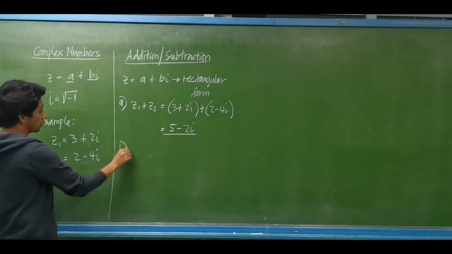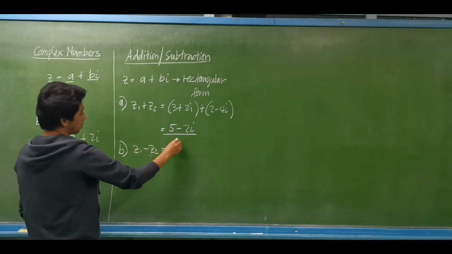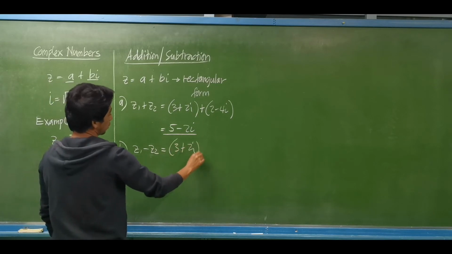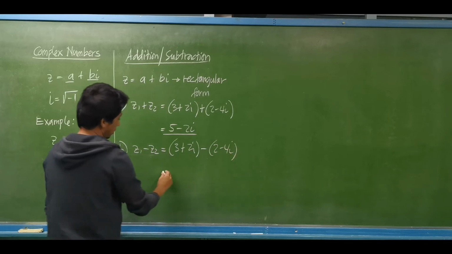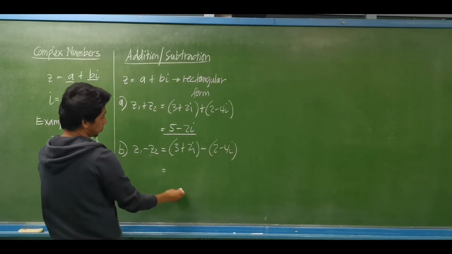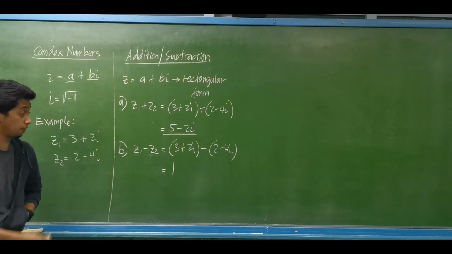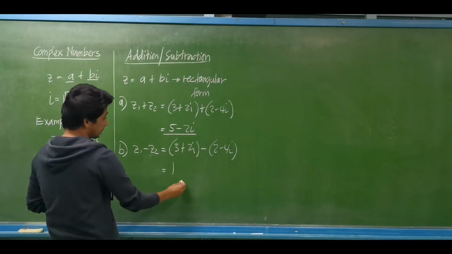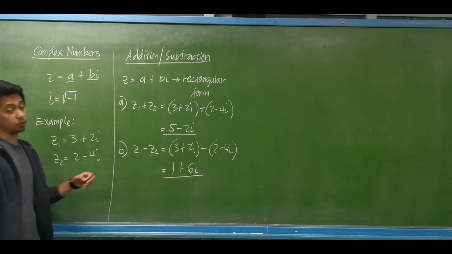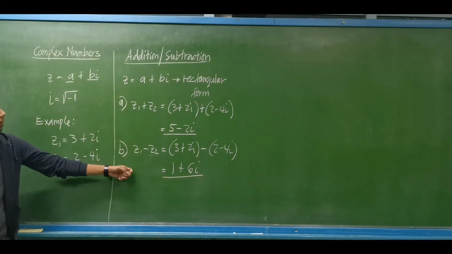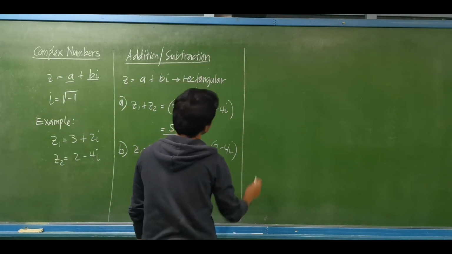Then, for example, we have b. This is z1 minus z2. That is equal to 3 plus 2i minus 2 minus 4i. So we have the difference: 3 minus 2, this is 1. 2 minus negative 4, that is the same as 2 plus 4, this is plus 6i. This will be the difference of the two complex numbers. So let's have multiplication.